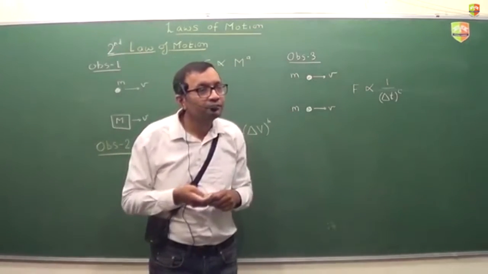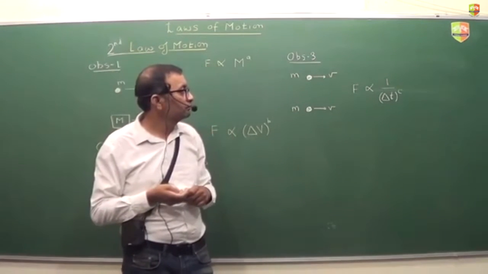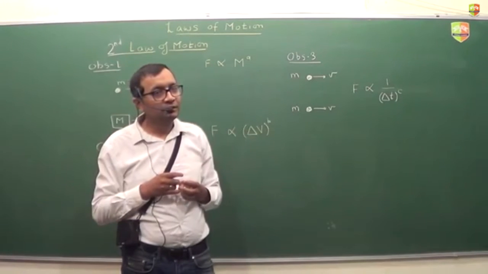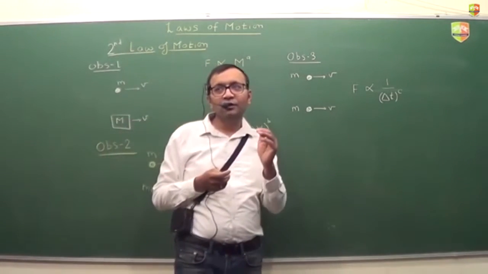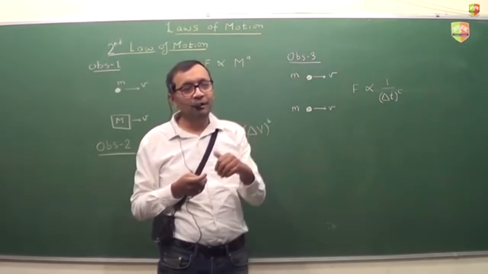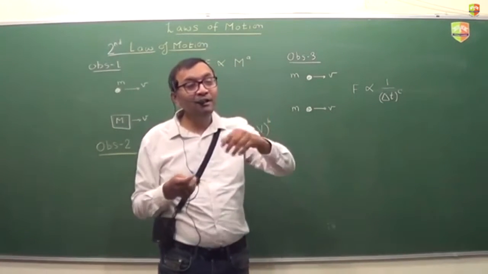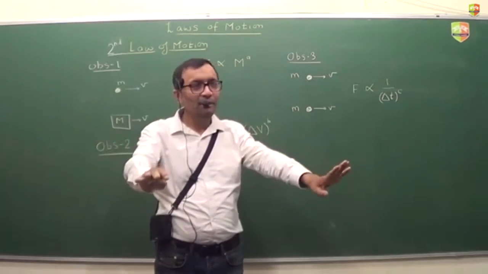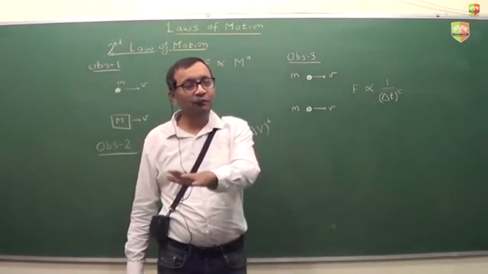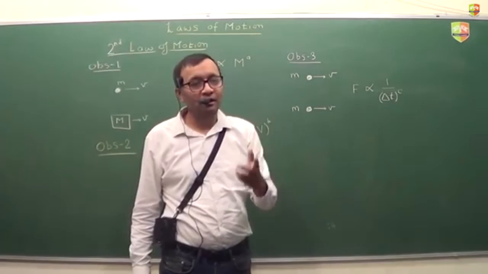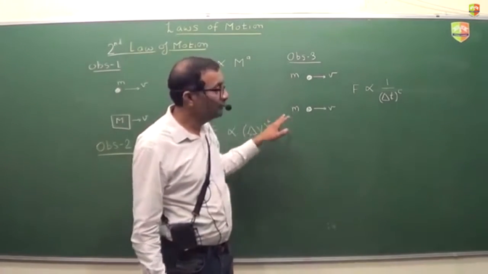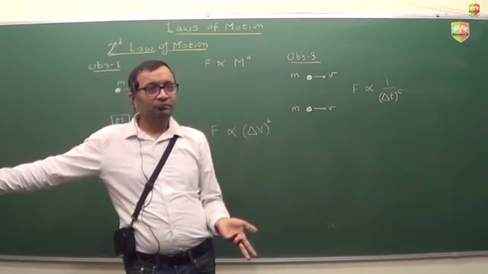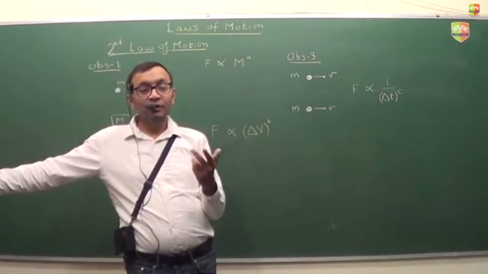Why is it to the power of C? Why do we need the power of C? Why can it not be, tell me, just 1 by delta T? If you say 1 by delta T, you're making it specific. Then I should ask, why 1 by delta T? I am saying that C can be anything, 1, 2, 3, 4, 5. Why can it not be 1 by delta T square? All you have determined by the observation is, if delta T is less, force should be more. That's all. Are you getting it?